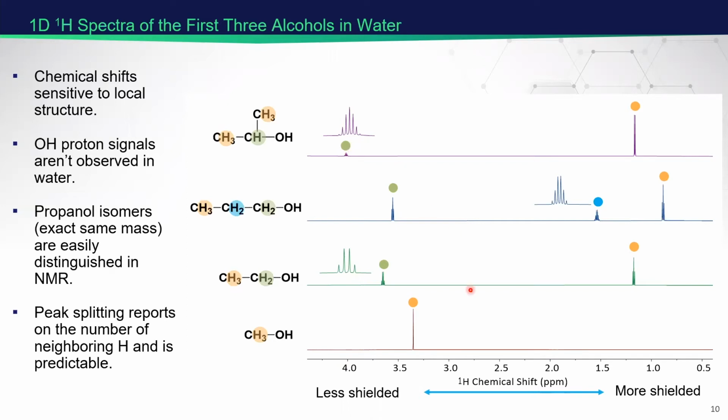And so, as you can see now, as we move up to more complicated molecules, the features you have to identify a molecule become more numerous. We go from a single peak to not just two peaks and two chemical shifts, but also this splitting, this fine structure. And as you can see, isopropanol and propanol are isomers, they have the exact same mass, yet in NMR, their spectra are quite easy to tell apart.